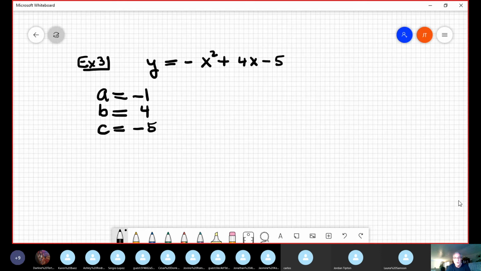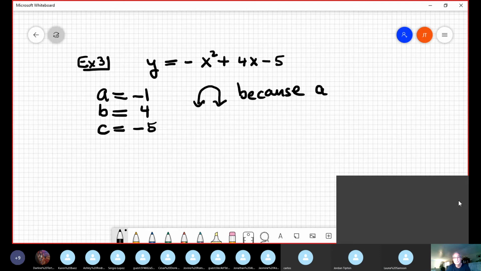In what direction does this parabola open? Open up or open down? Down. Why? Because a is -1, a negative number.